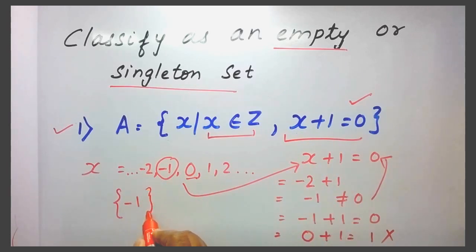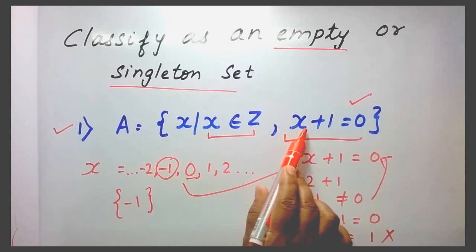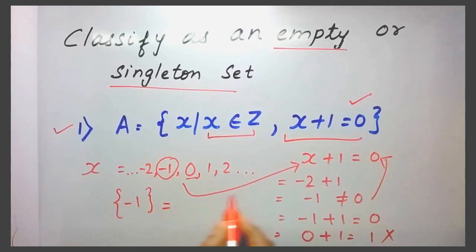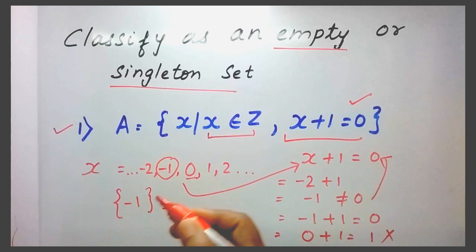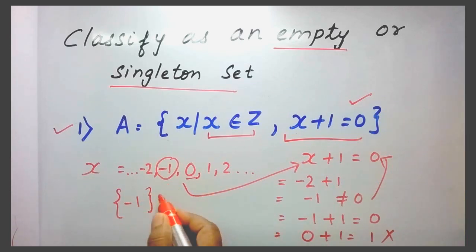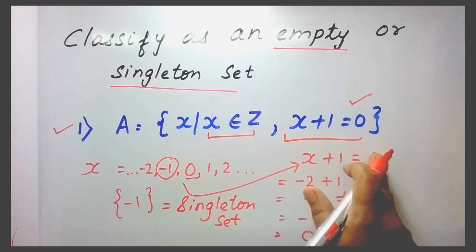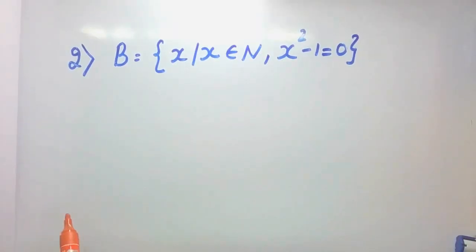Only minus 1, if you put in the place of x, will give you 0. So this is in the property method. We have written it in the listing method. And it shows that this is a singleton set because it has only one element. Only one element can satisfy this equation, so it can include only minus 1.